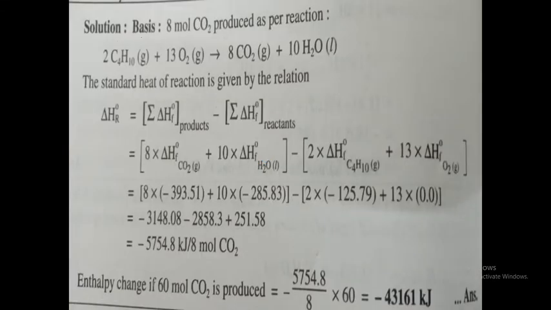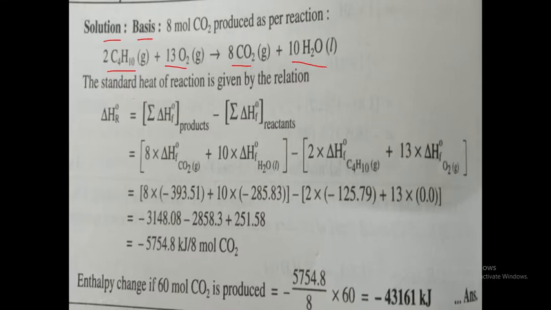Now we are going to discuss the solution part. First you should write the basis. Basis of this problem: 8 mole carbon dioxide produced. Are you clear or not? Okay. So here, as per the reaction, 2 moles of C4H10 react with 13 moles of oxygen to produce 8 moles of carbon dioxide and 10 moles of water. Are you clear or not?